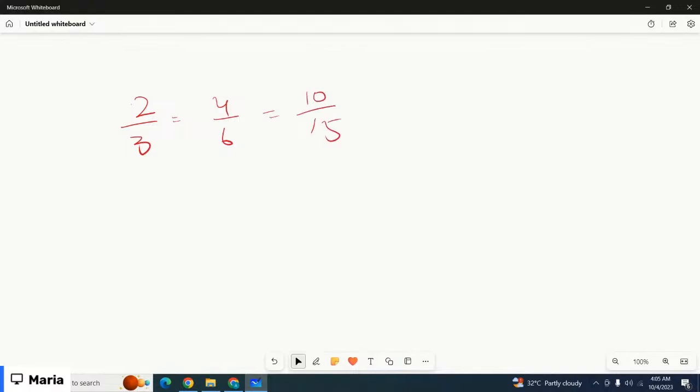So if you have to find the equivalent fractions, you need to multiply the numerator and denominator by the same number. Any number, but the number must be the same. For this one, I multiplied the whole fraction by 2. For this one, I multiplied the whole fraction by 5. So 4 by 6 and 10 by 15 are equivalent fractions to 2 by 3, right?